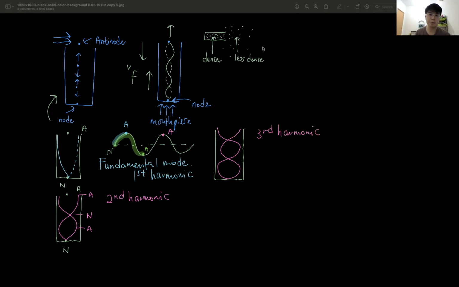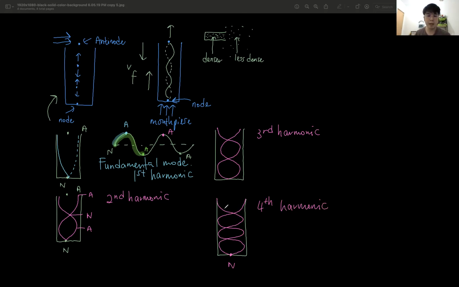Let's do one more, the last one. The fourth one is over here. That's one wave and then 0.75. So we have one node here, 1, 2, 3, like this. This is the fourth harmonic.